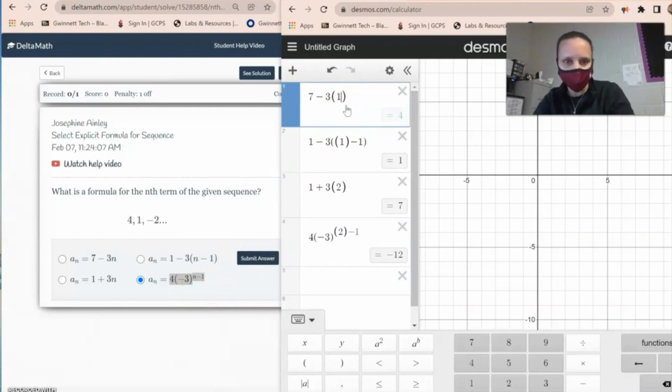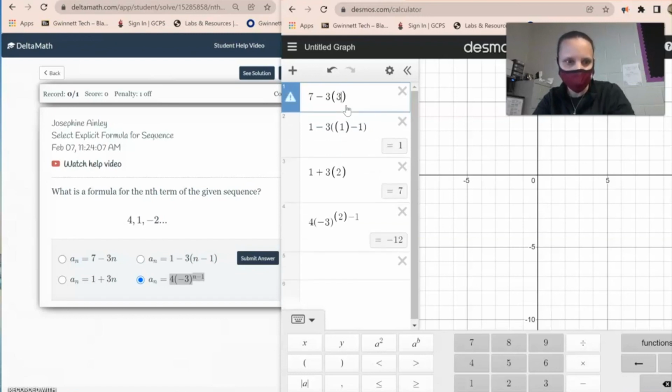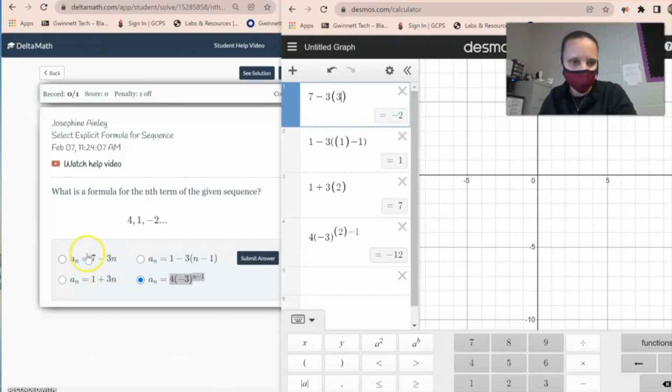So if it's 1, it's 4. If it's 2, is it 1? Yes. And if it's 3, it's negative 2. So the answer is actually A.